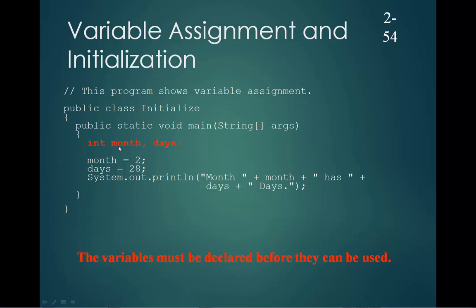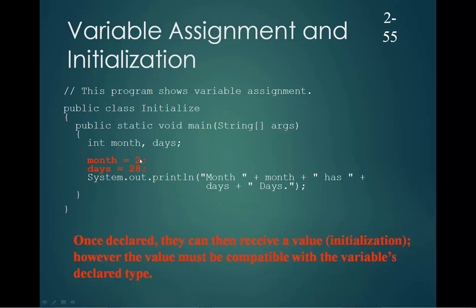It declares two variables that are ints. Notice you can declare multiple variables in one declaration if they're the same type by just putting a comma between the names. So it creates an int month and an int days, and then it assigns 2 to month and it assigns 28 to days. You must declare variables in Java before they can be used. They also must have a value assigned into them before they can be output.